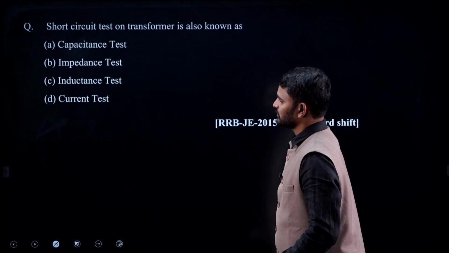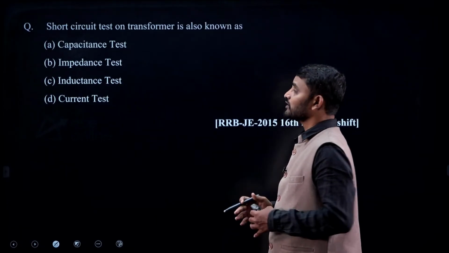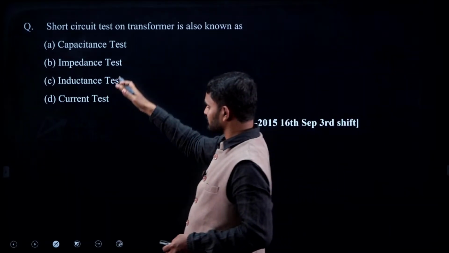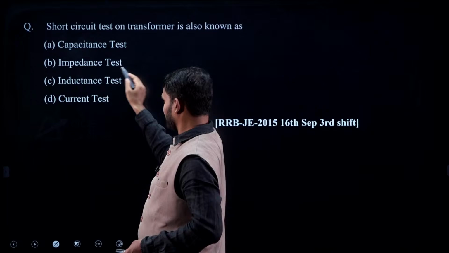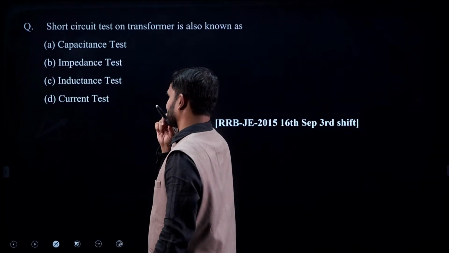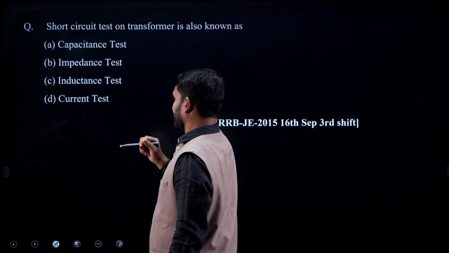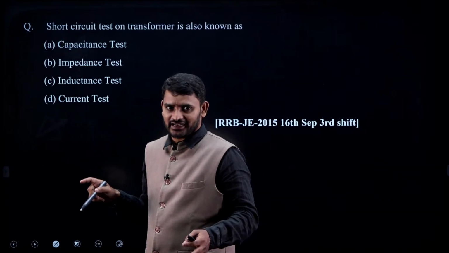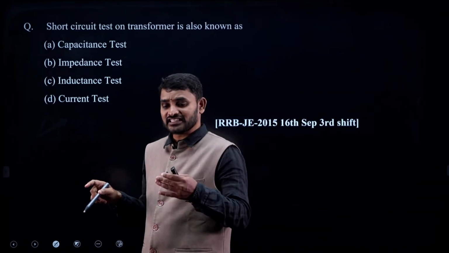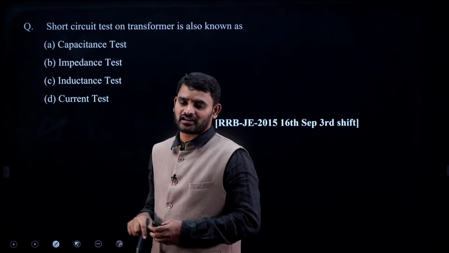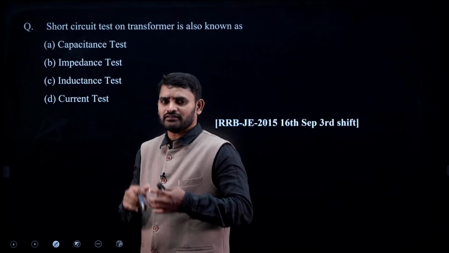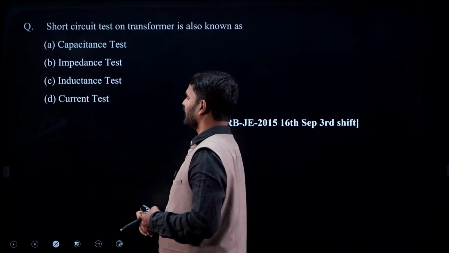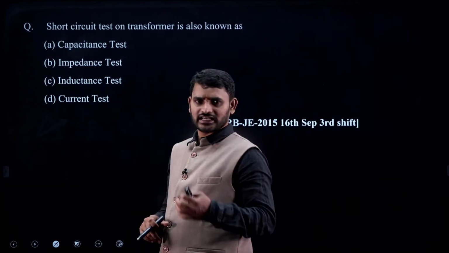Now if you look at this one, the short circuit test on a transformer is also known as what? The options are capacitance test, impedance test, inductance test, current test. We are not testing the current, remember; we are driving rated current. We are testing the winding, whether it is carrying rated current or not. While rated current is flowing, copper losses are taking place. So the short circuit test is also called the winding test.